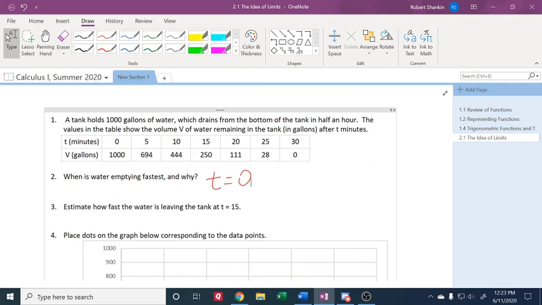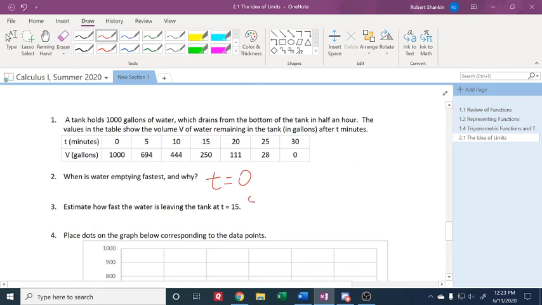Could you choose points like 0 minutes and 1,000 gallons, and then at 15 minutes and 250 gallons, and find the slope for that? You certainly could. Okay? And so if you did that, let's look at that.